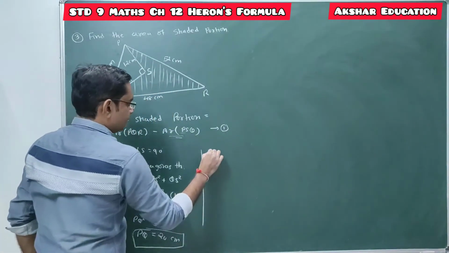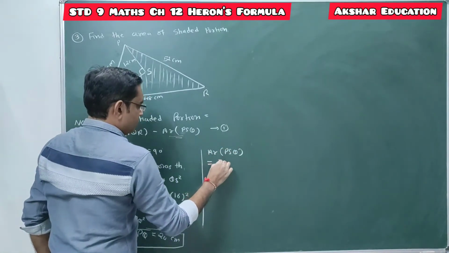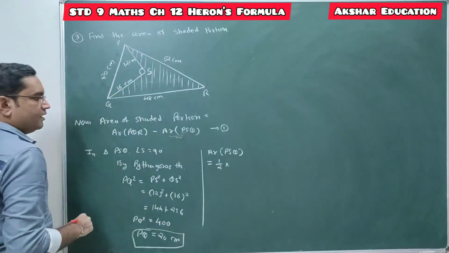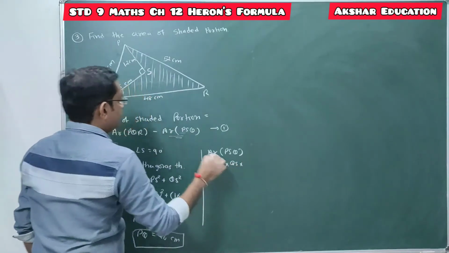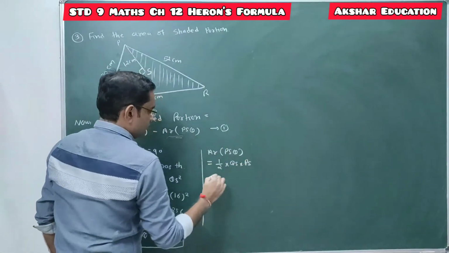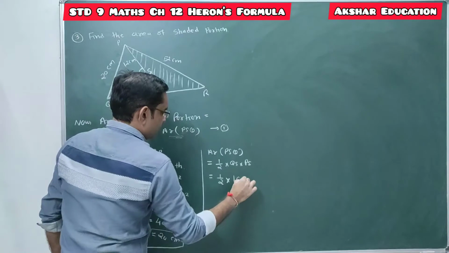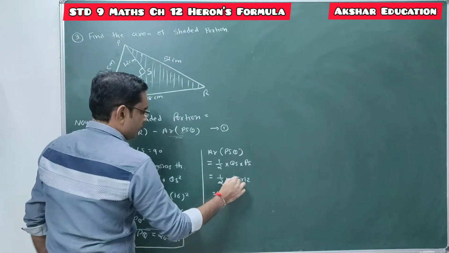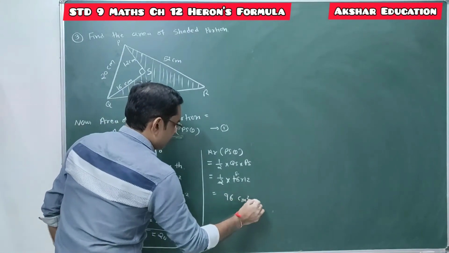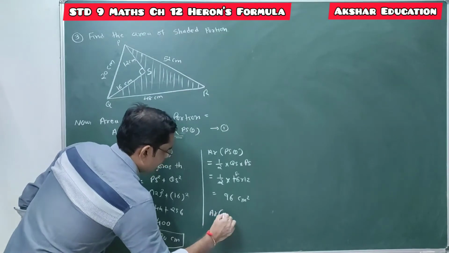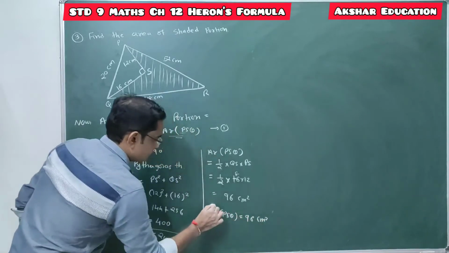So area of triangle PSQ, this is a right angle triangle. So the formula to find the area of a right angle triangle is 1/2 base into height. Base is QS, so the corresponding altitude is PS. So that is equal to 1/2 into 16 into 12. 2 8s are 16, 12 8s are 96 centimeter square. So now our area of triangle PSQ is 96 centimeter square.